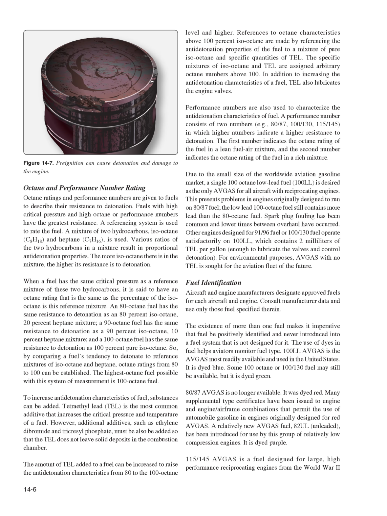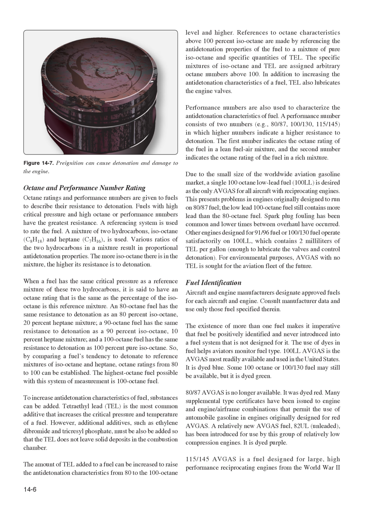Performance numbers are also used to characterize the anti-detonation characteristics of fuel. A performance number consists of two numbers, for example, 80-87, 100-130, 115-145, in which higher numbers indicate a higher resistance to detonation. The first number indicates the octane rating of the fuel in a lean fuel-air mixture, and the second number indicates the octane rating of the fuel in a rich mixture.